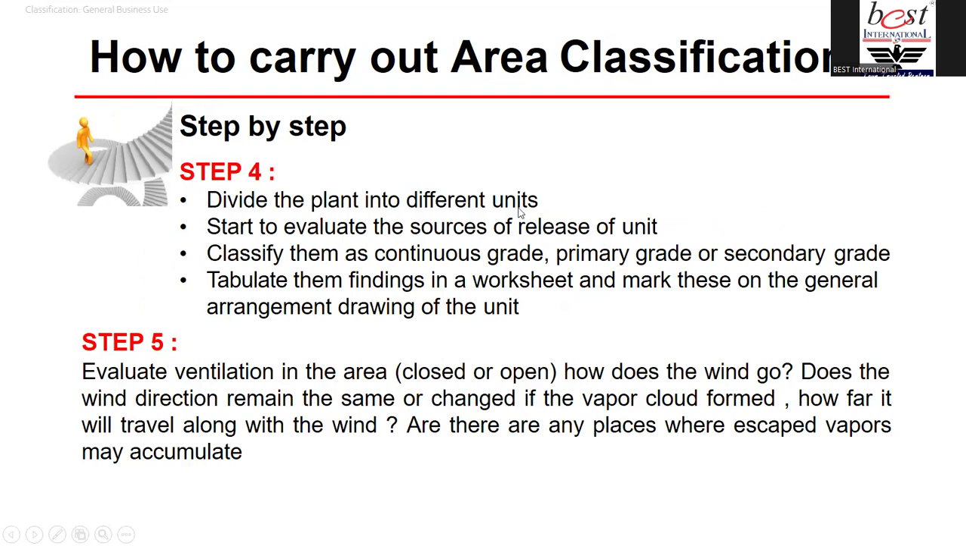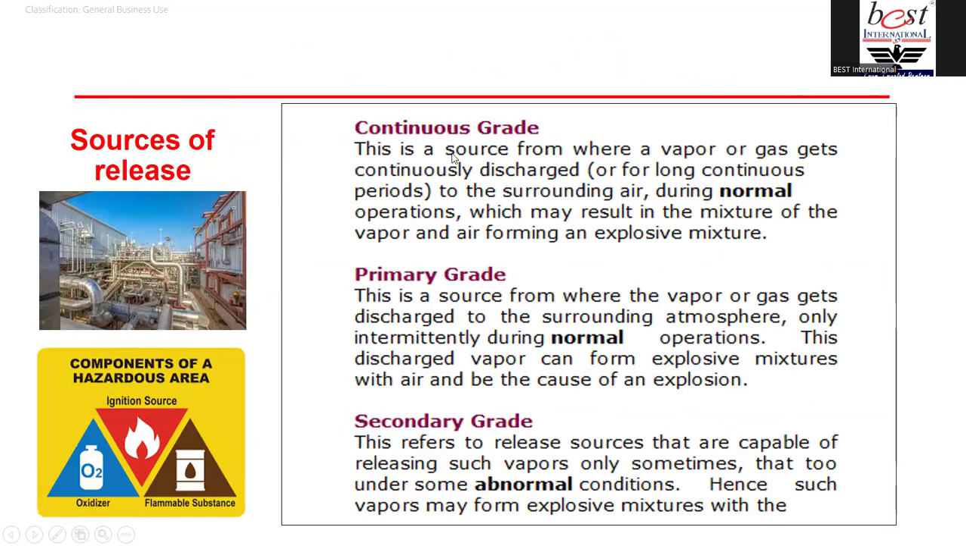Step 4 is divide the plant into different units. Start to evaluate the sources of release of each unit. Classify them as continuous grade, primary grade, or secondary grade. Tabulate the findings in a worksheet and mark these on the general arrangement drawing of the unit. Step 5 is evaluate ventilation in the area, closed or open. How does the wind go? Does the wind direction remain the same or change? Even the velocity of wind should be analyzed here. Vapor cloud formed, how far will it travel along with the wind? Are there any places where escaped vapors may accumulate? So sources of release, continuous, primary or secondary grade, abnormal or normal, all need to be evaluated.